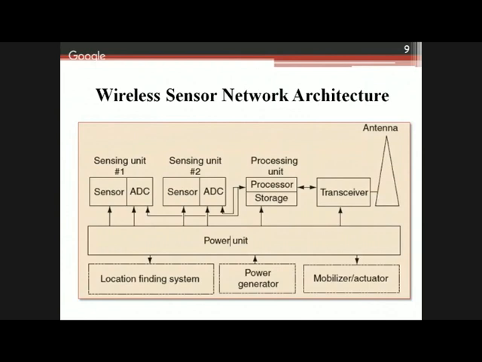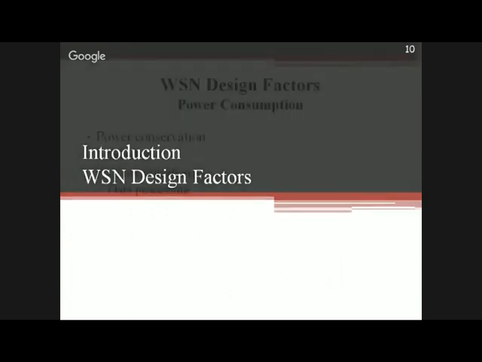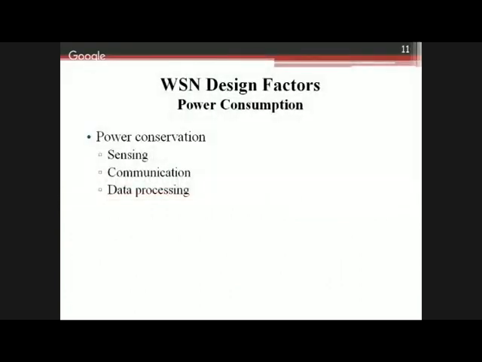So this is wireless sensor network architecture. Let's talk mainly about the processing unit, where the digital signal processors come into the picture. These are the design factors which I've already discussed with you. What are the important design factors we have to take care of while designing a wireless sensor network? These are the main factors where a lot of power is going to be consumed.